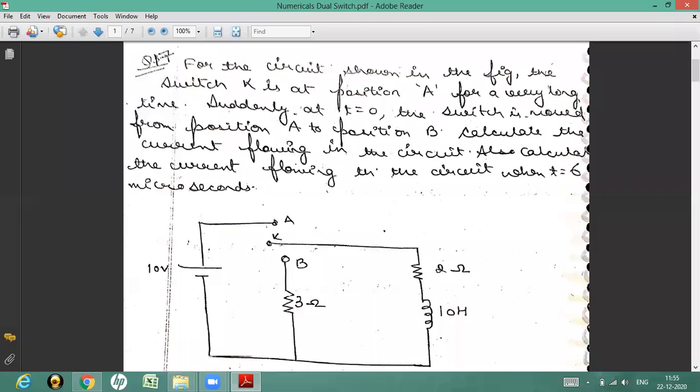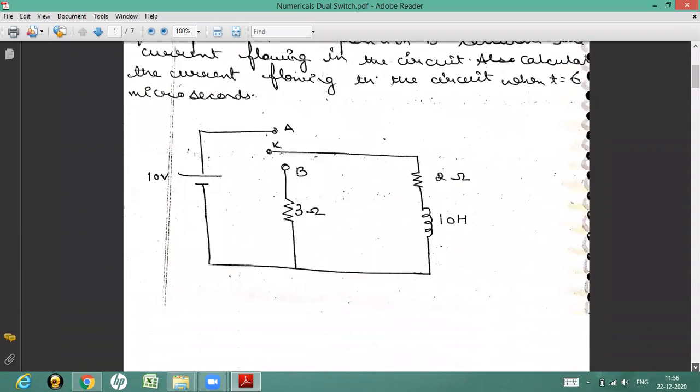Now, if you see the circuit, we have a 10-volt battery with two terminals, the A terminal as well as the B terminal. We have a 3 ohm resistor, a 2 ohm resistor, and a 10 Henry inductor. The switch K is between position A and position B, and it is written in this circuit that the switch K is at position A for a very long time, and suddenly at t equal to 0, the switch is moved from position A to position B, and we have to analyze what will happen to the current when the switch is moved from position A to position B.